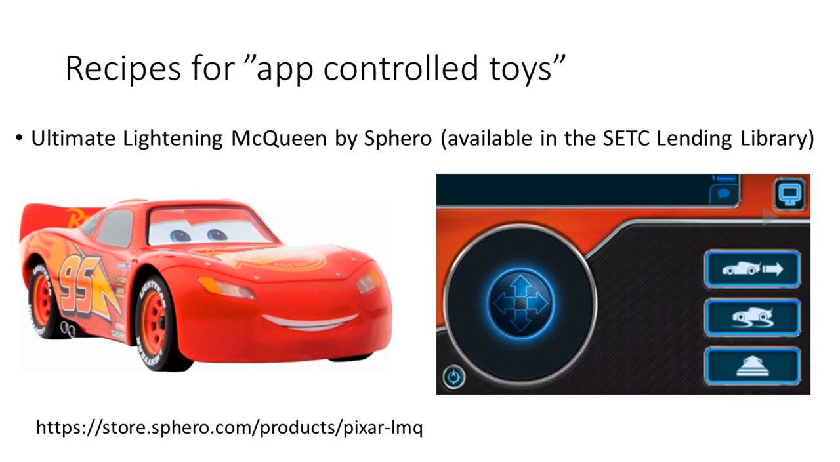Okay, so we have a new toy in the lending library at Setsy. We have two of these, and they're an app-driven toy that is very cool, Lightning McQueen. Typically, our students who are switch users would not be able to access this, but because of recipes, you can create some recipes where the student can access it really quite well. I was practicing it again this weekend with my six-year-old and his friend, and it was a lot of fun.